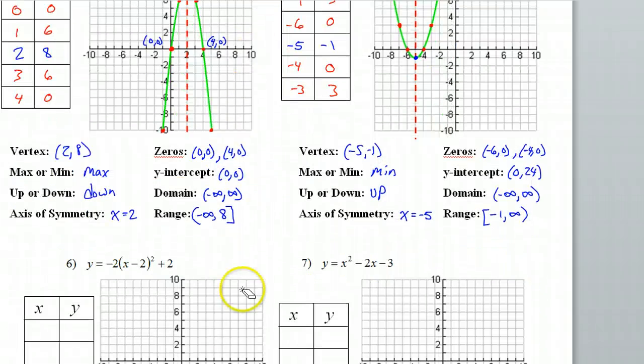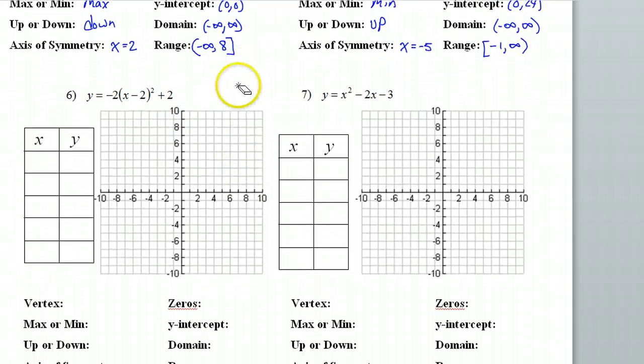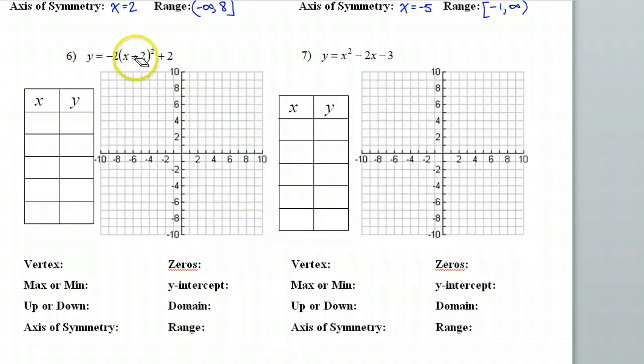But we're dealing with 2 different forms. We've got standard form, which is like this with no parentheses, and then we have vertex form, which is like this. So they're handled a little bit differently. So watch carefully and you'll learn how to graph them in vertex form and in standard form.